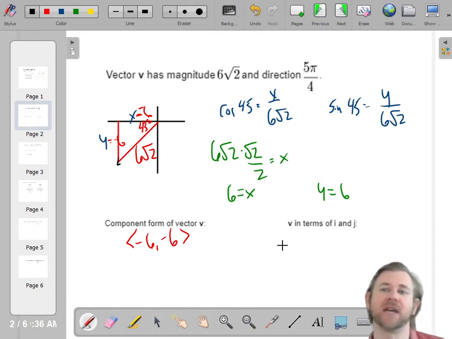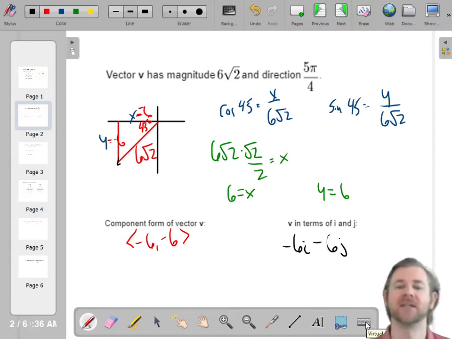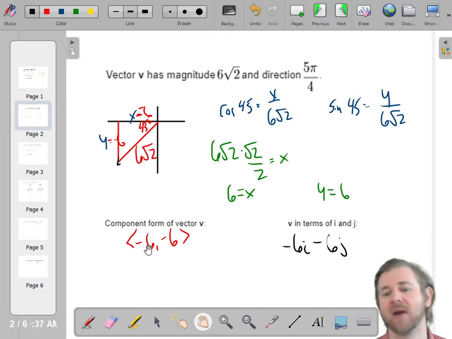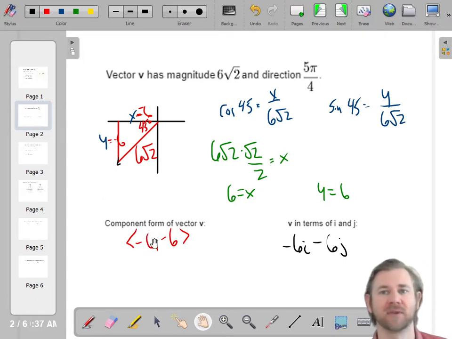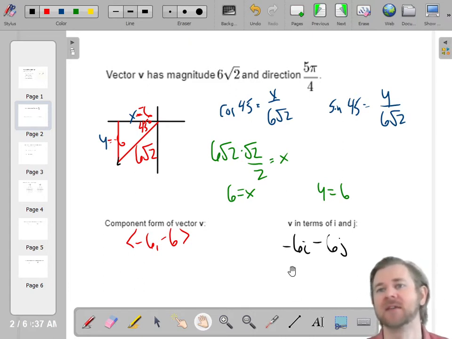And now in terms of i and j, -6i minus 6j. In terms of i and j just means split this apart using unit vectors where i is telling you to go left or right and j is telling you to go up or down. If they're negative, you go left and down. So that's the same thing in two different forms.